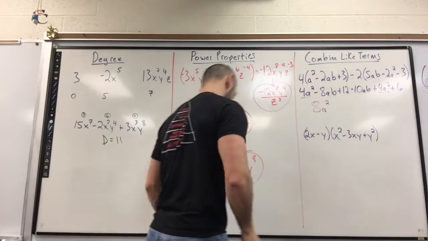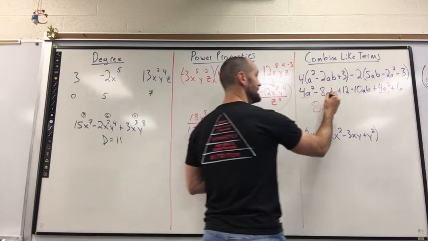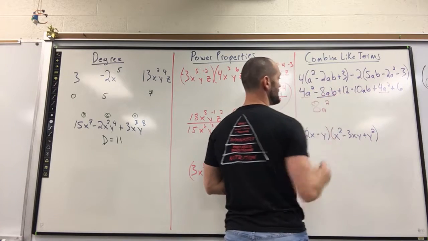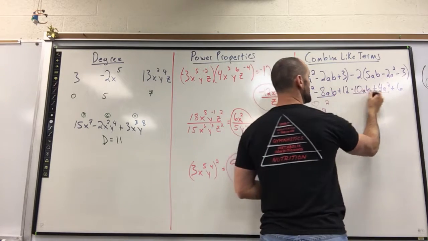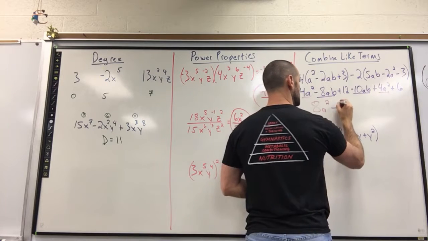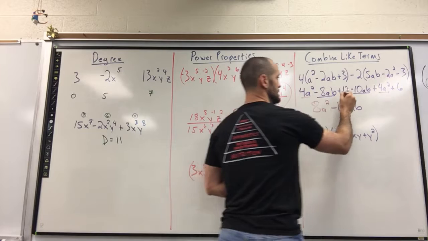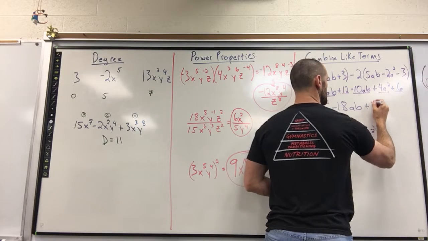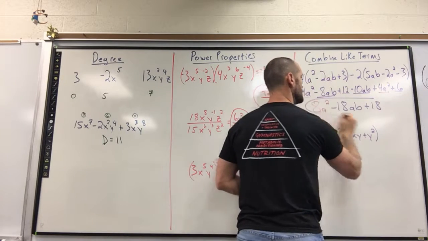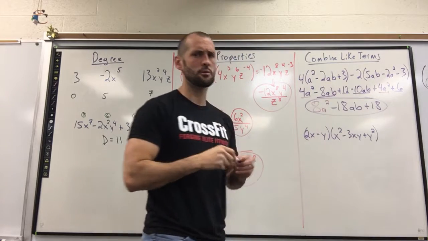New marker. I have negative 8ab and a negative 10ab, giving me negative 18ab. Last, me numbers, get it, plus 18. Done. Now, I've seen a couple people do this.